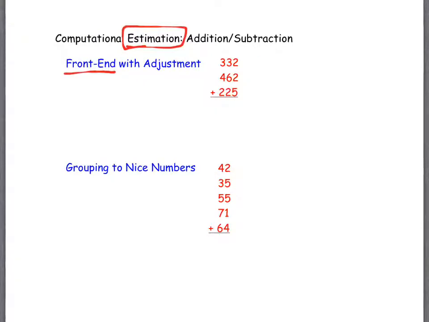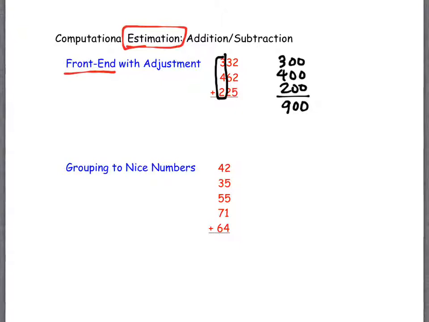So what does front-end do? Well, front-end actually first takes all the first numbers and just adds them together. Okay? So what we're going to do is we're going to take all of these numbers and we're going to add them as though we had 300, 400, and 200. Okay? So if I add 300, 400, 200, I get 900.